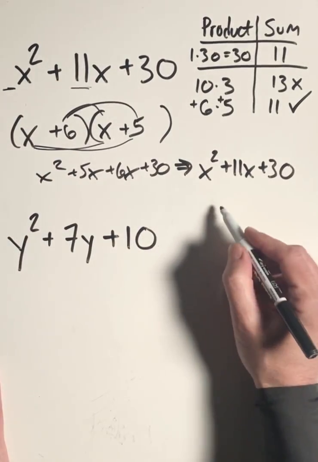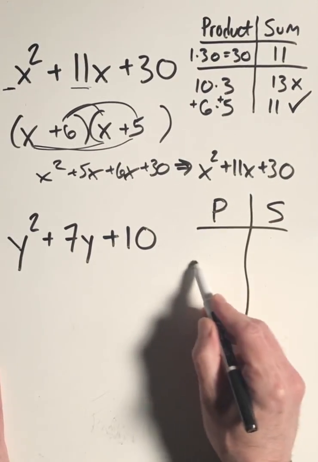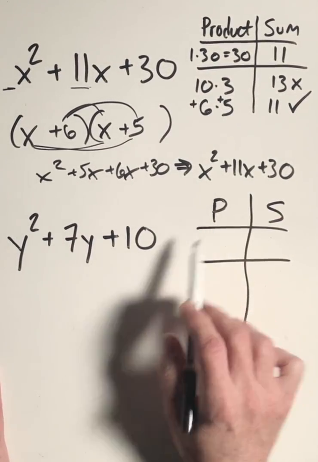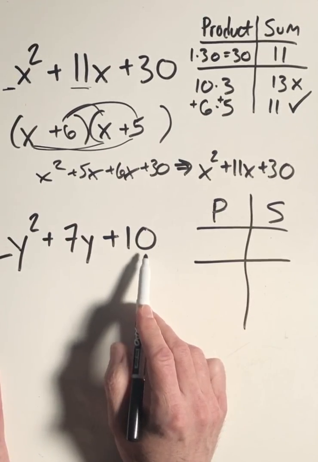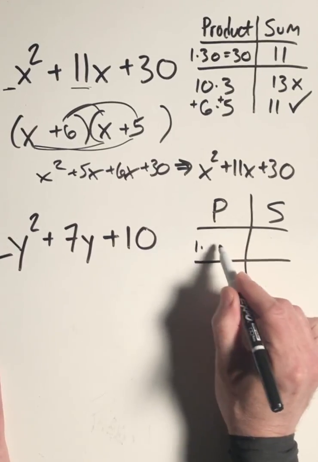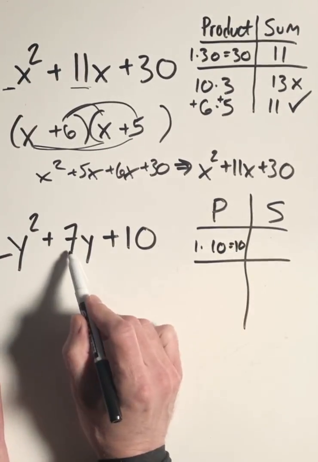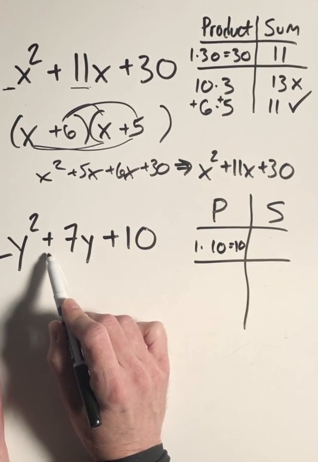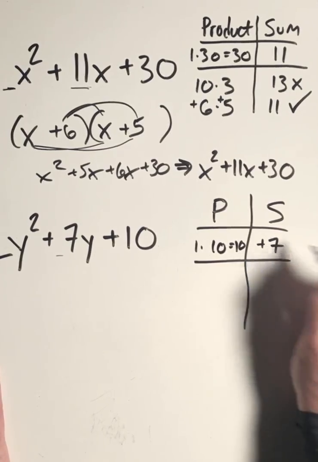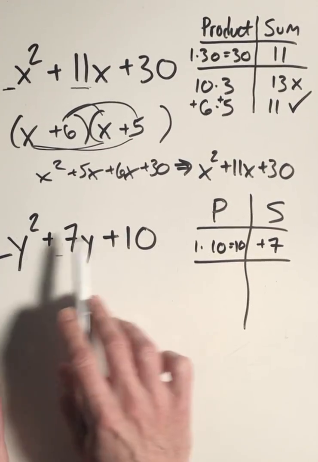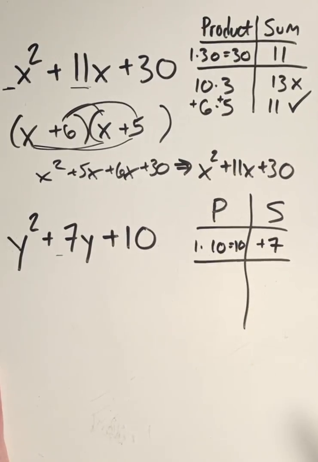So to abbreviate, I will make a product sum chart just by writing the letters P and S. My product is always going to be this coefficient times this term. So this is really 1 times 10, which equals 10. The sum is always going to be the middle term, keeping in mind that it does have a sign with it. So my sum is going to be positive 7. Since all the numbers here are positive, I don't really need to worry about negatives just yet.